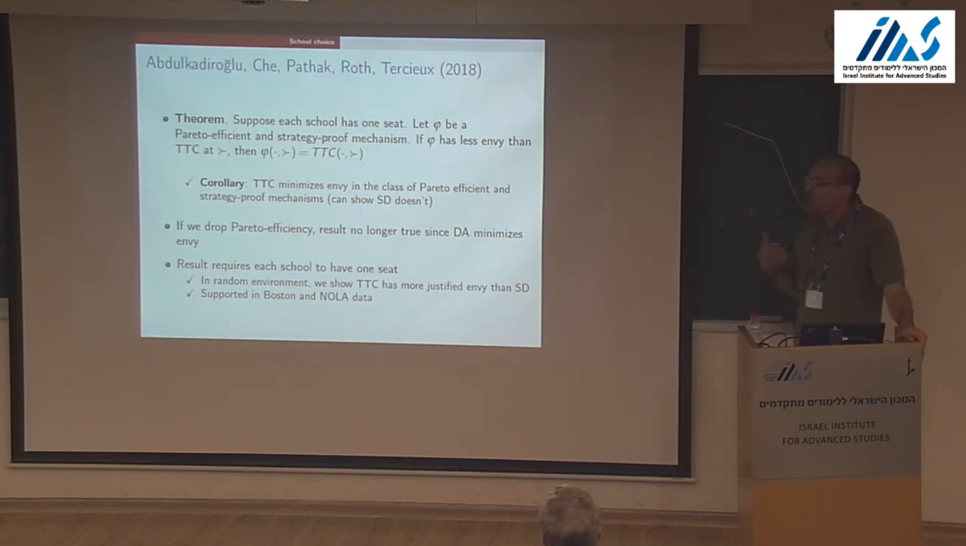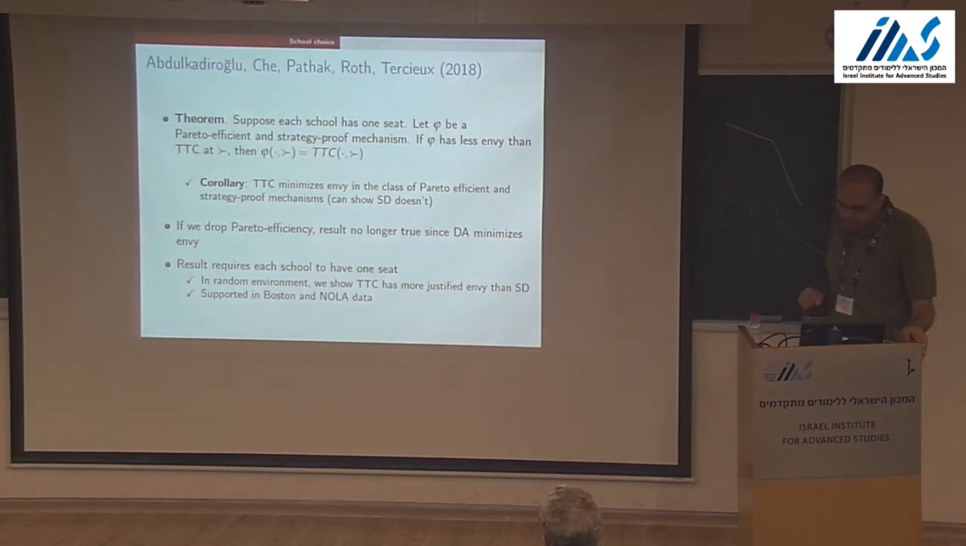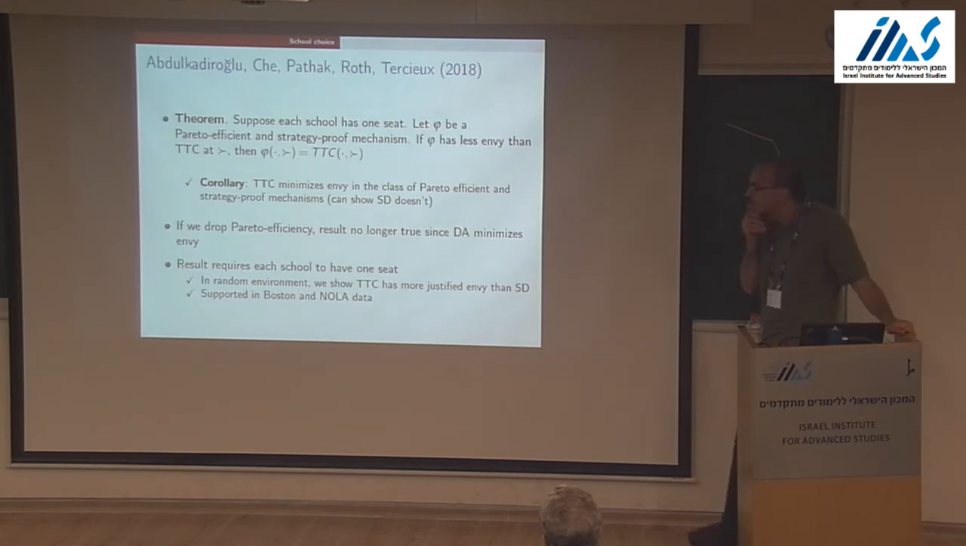So if you think about the random preference model that I just briefly mentioned, you can say a result that top trading cycles has less justified envy than serial dictatorship. And if you actually look at the data from cities like Boston and New Orleans and compare efficient allocations computed by top trading cycles and serial dictatorship, you see that there's significantly less justified envy from top trading cycles than serial dictatorship. And now we know, of course, deferred acceptance would have no justified envy, right? But it's not going to be Pareto efficient. Okay, so this result, if we drop Pareto efficiency, we know we can find a way to minimize justified envy. So if instead we impose Pareto efficiency, there's a choice of mechanisms, and you can use this result to say somehow TTC is standing out in that class of mechanisms.